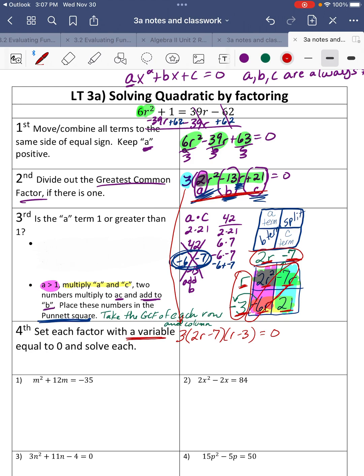We're going to set each factor with the variable equal to 0. If we set 3 equal to 0, that doesn't make any sense. 3 does not equal 0, so that is not part of our solution. We can set 2r minus 7 equal to 0, and we can find a solution from that. We can add 7 and divide by 2. So it's going to be r equals 7 over 2, and let's set the other factor equal to 0. R equals 3. So our solutions are r equals 7 over 2 and r equals 3.